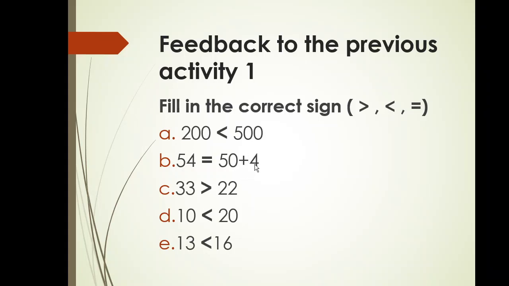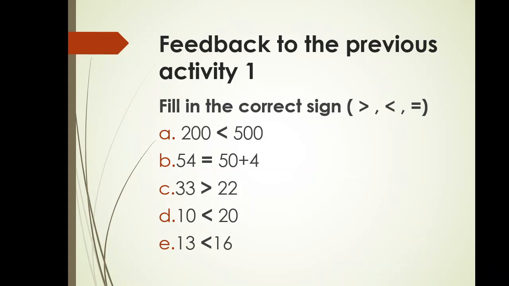And then B, we have 54 on our left hand side, and also 50 plus 4 on our right hand side. 50 plus 4 will give us 54. So we have the same numbers on our left hand side and also on our right hand side. So we use an equal to sign here because the numbers are the same. So we read as 54 equal to 50 plus 4.